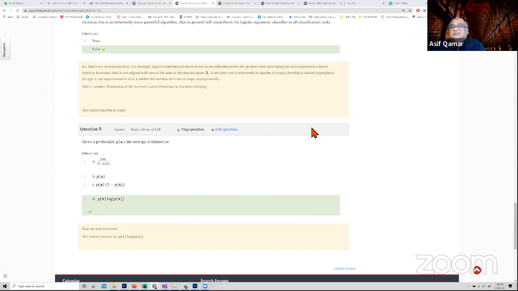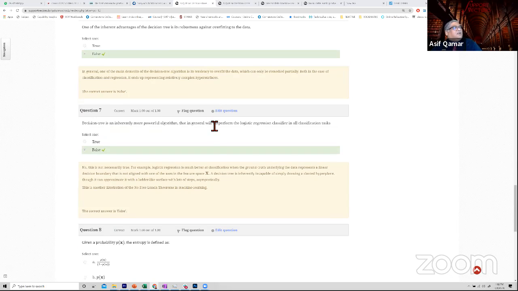Yes. The thing is, this question, that decision tree is inherently more powerful, that in general it will outperform logistic regression. I hope I don't need to explain anymore. We saw that it's not true. If your decision boundary is a hyperplane at a slant, decision tree will never outperform a simple logistic regression.